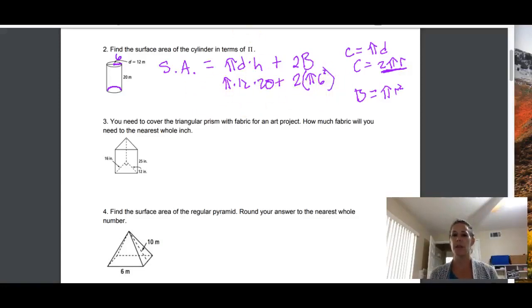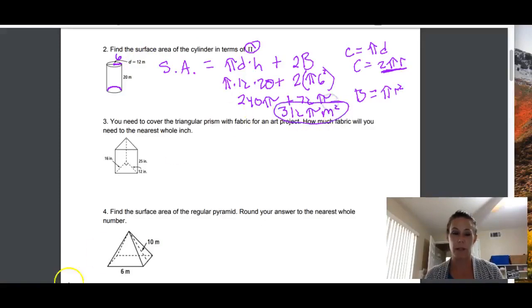Now go ahead and just work this out on the calculator. We want it in terms of pi, so I don't need to multiply by 3.14. I'm going to leave it in terms of pi. So I'm going to go 20 times 12 times pi, which is going to give me 240 pi. And then I'm going to go 6 squared, which is 36, and multiply that by 2. That gives me 72 pi. Add those two together, 240 plus 72, and you're going to get 312 pi. And there is your surface area, and it is in terms of meters, so it's going to be meters squared. When we're dealing with area, it's always area squared.